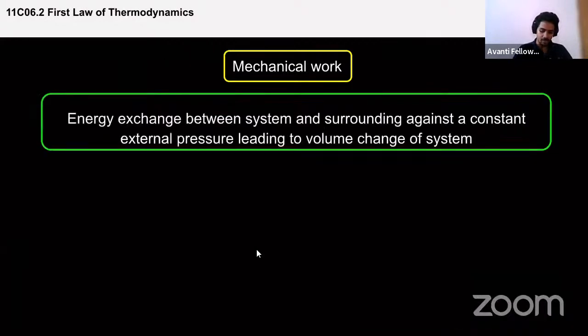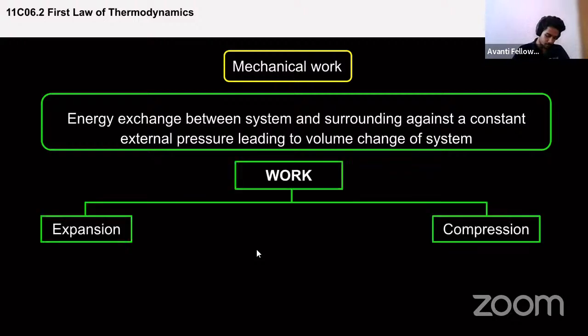Energy exchange between system and surroundings against a constant external pressure leading to volume change of the system. Now, what is happening here? To keep the pressure constant, the pistons are moving up and down. That means one time compression is happening, one time expansion is happening. Both are happening, right? Why do compression and expansion happen? To keep the pressure of the system constant. These are the two works we see in the piston: one is expansion work, one is compression work.